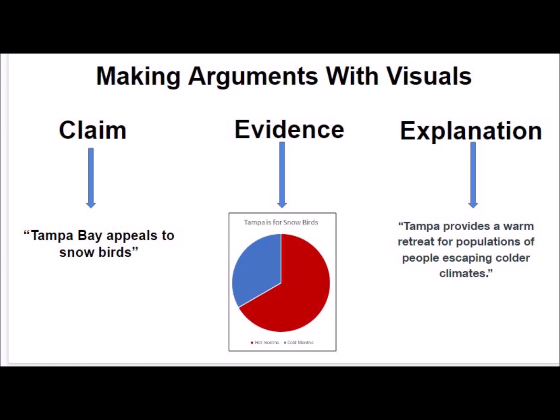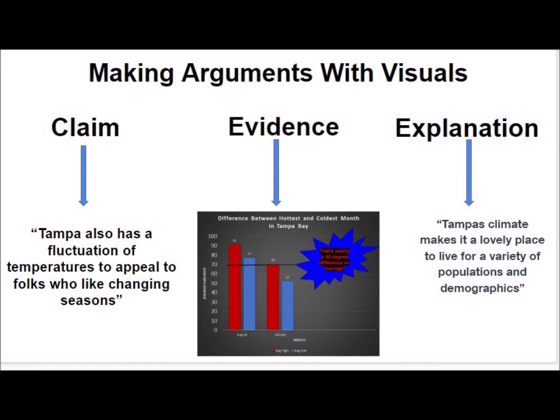Finally, I might make the claim that some people prefer to feel the seasons changing and even they can enjoy the climate of Tampa. Figure 3, difference between the hottest and coldest month, helps me demonstrate that Tampa does have a noticeable fluctuation in temperature between August and January for those potential populations who desire that. Finally, I explain how all of my data points together make a case for why Tampa is a lovely place to live. This process is no different than using quotes from scholarly sources.